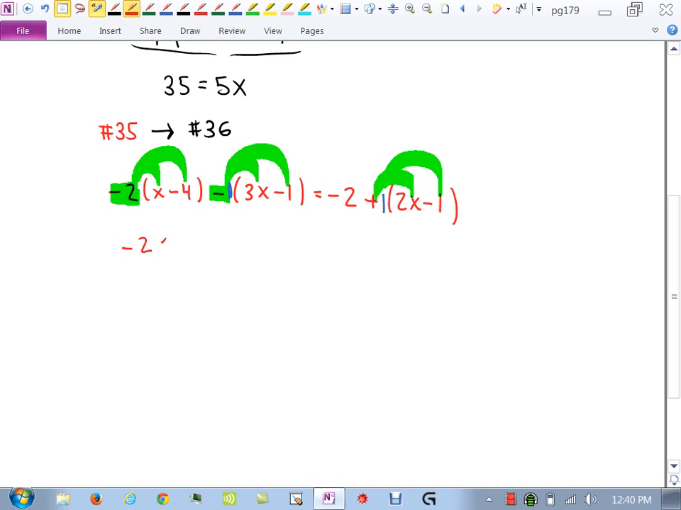So we'll have negative 2x minus 8. Okay. Plus 8 minus 3x plus 1 equals negative 2 plus 2x minus 1. So that's distribution. No fractions, no decimals. Collecting like terms. The left side, I should collect negative 5x plus 9. Right side, negative 3 plus 2x. Or 2x minus 3, you can write it either way.